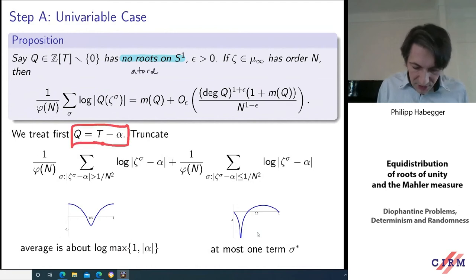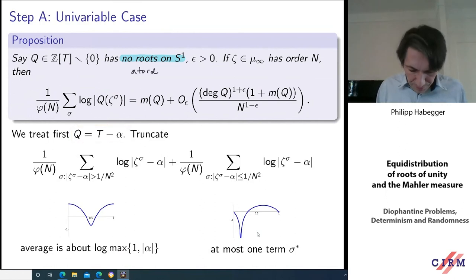We can assume that Q is just linear by factoring the polynomial. And then what does the average look like? Well, there are contributions to the average that are harmless, namely those conjugates that are away from any pole of this, that are not too close to alpha. There are actually no poles here, but still alpha could be very close to the unit circle.